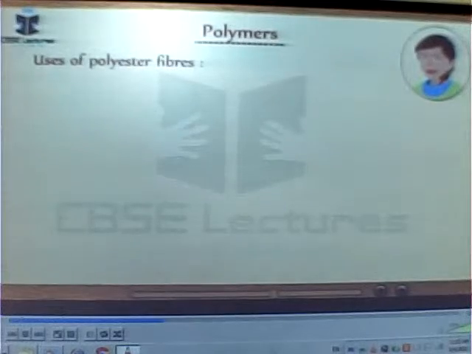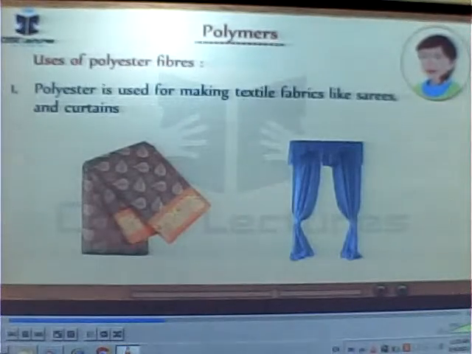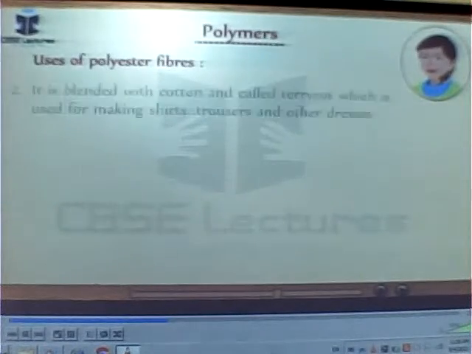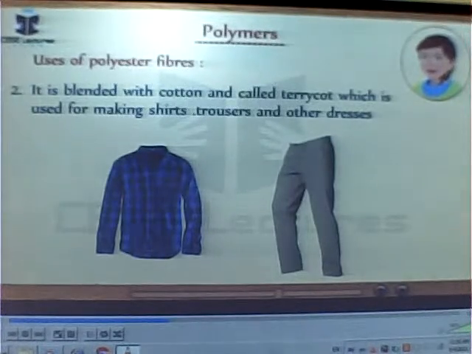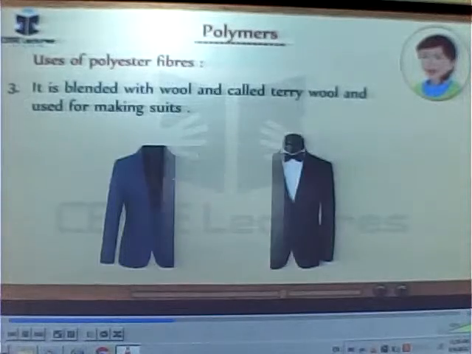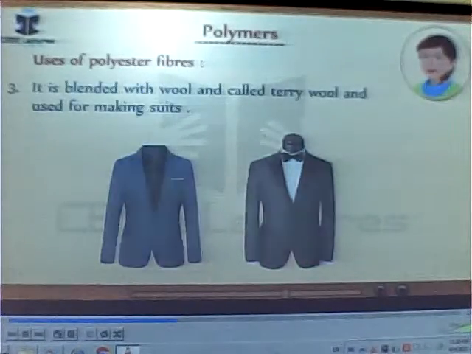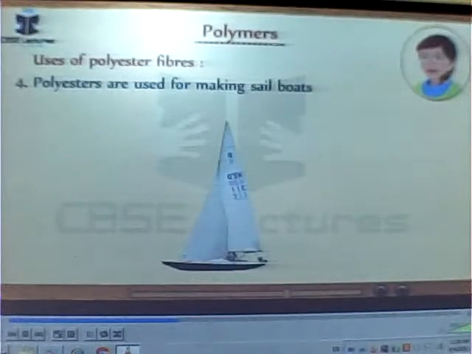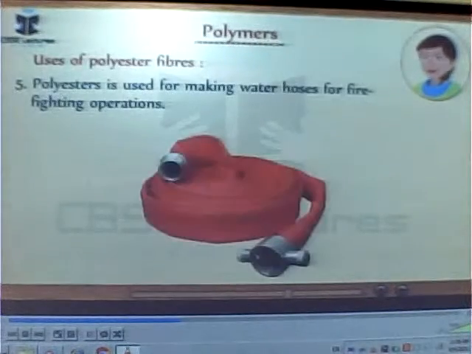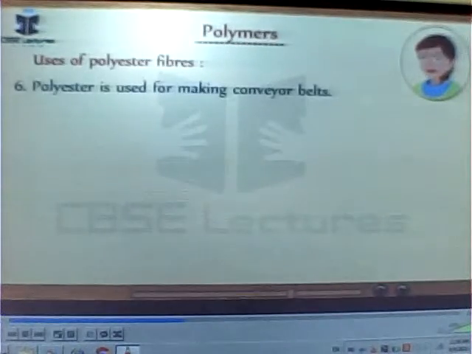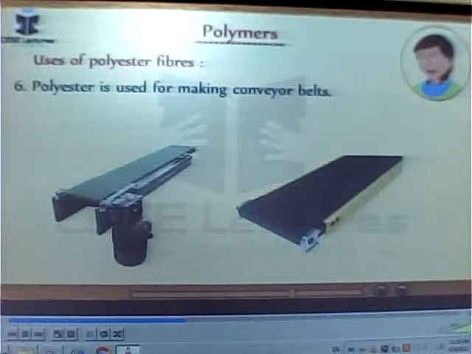Use of polyester fibers. Polyester is used for making textile fabrics like saris and curtains. It is blended with cotton and called terricot, which is used for making shirts, trousers, and other dresses. It is blended with wool and called terry wool and used for making suits. Polyester is used for making sailboats. Polyester is used for making water hoses for firefighting operations. Polyester is used for making conveyor belts.